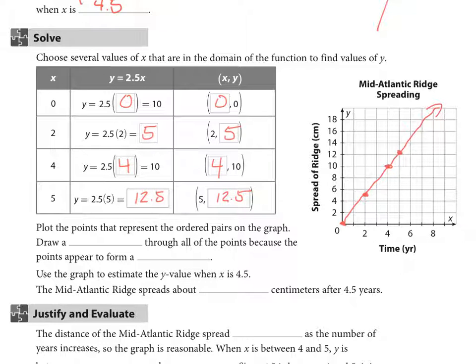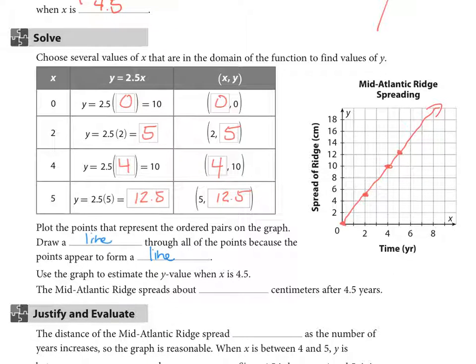So now we're going to try to answer our questions here. Fill in the blanks, draw a line through all these points because the points appear to form a line. Now technically it's not a line, because we don't have an arrow on this end, just the other end, but it still forms what we call in geometry a ray, because it only has an arrow on one end. And it says use the graph to estimate the y value when x is 4.5.